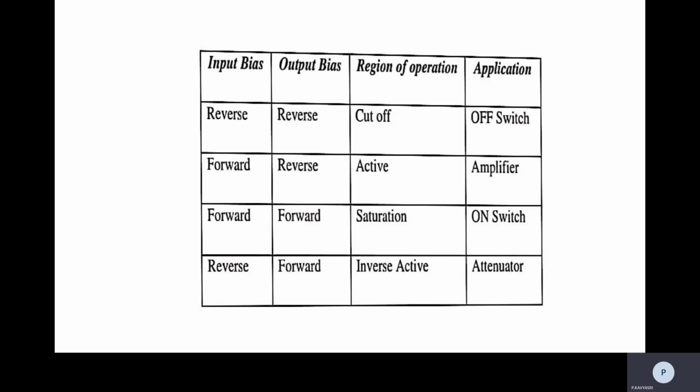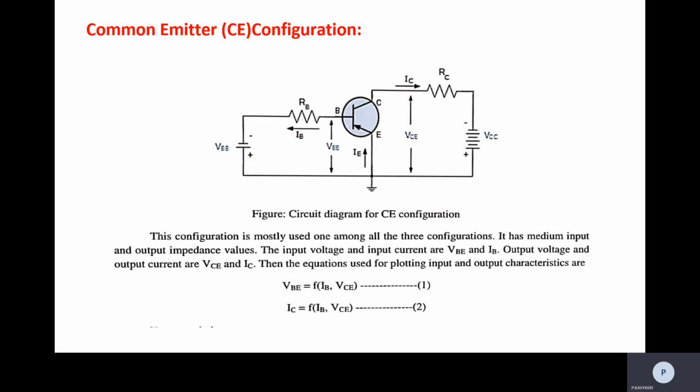In the active region, it acts as an amplifier. In the inverse active condition, it acts like an attenuator, in the saturation region it acts like an on switch, and in the cutoff region it acts like an off switch. So that is about the CB configuration. Now we will see the common emitter configuration.